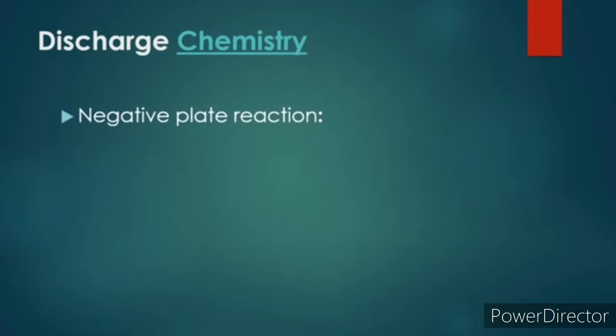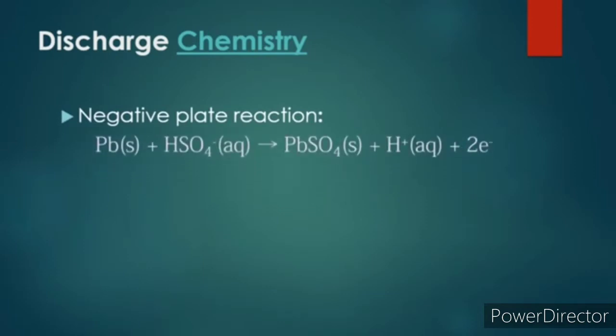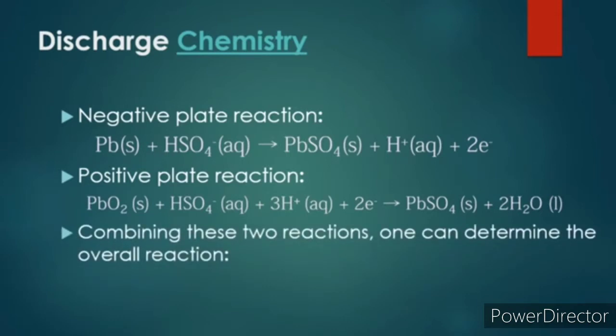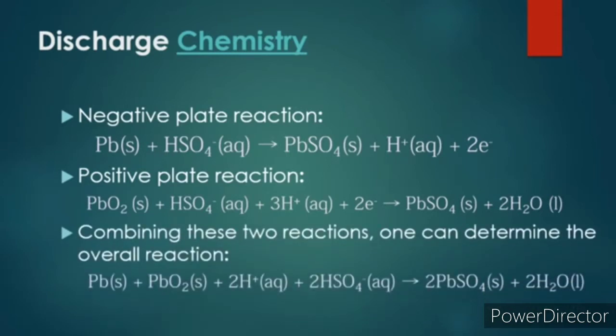At the anode, lead loses 2 electrons and reacts with hydrogen sulfate to give lead sulfate and 2 electrons. At the cathode, lead-4 oxide gains 2 electrons and reacts with hydrogen sulfate to give lead sulfate and water. Combining these 2 reactions, we get the overall reaction as follows.